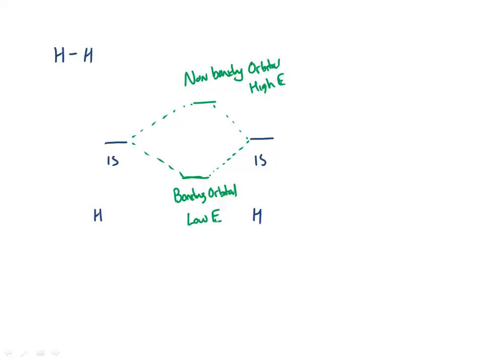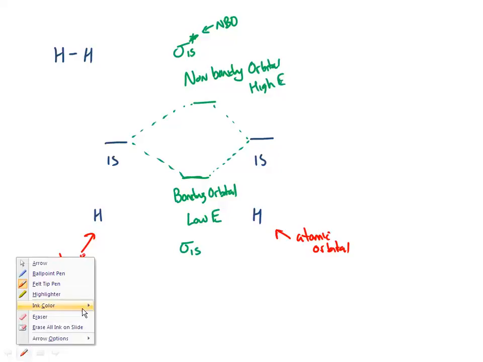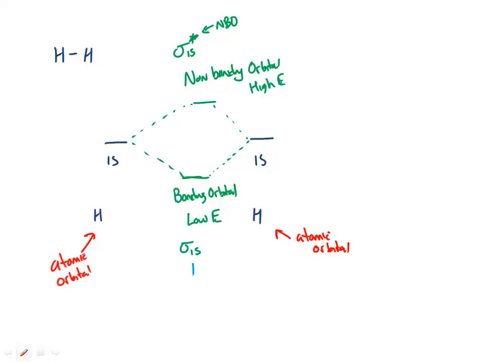What we tend to call this is a sigma orbital, sigma 1s, and this is going to be my sigma 1s star, where the star means that it's a non-bonding orbital. So what this is saying is that this is an atomic orbital. This is another atomic orbital. But if I mix them together, we get our molecular orbital.